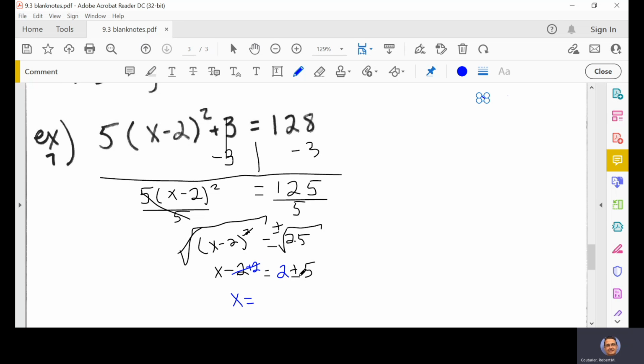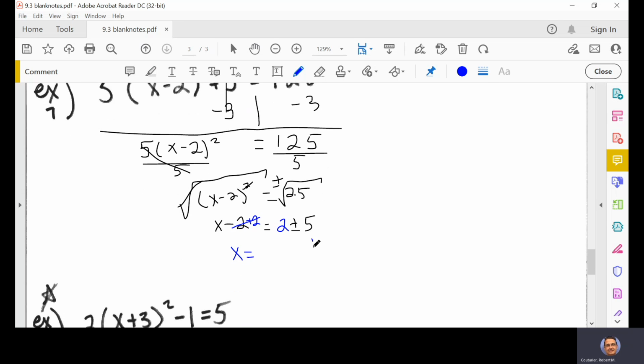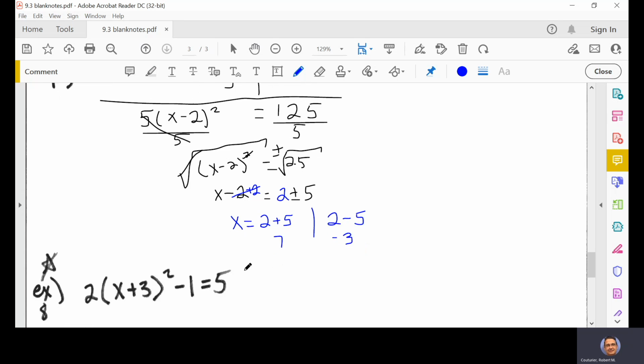Guys, this is actually 2 separate problems, right? This is 2 plus 5, which is 7. It's also 2 minus 5, which is negative 3. There is your solution: 7 and negative 3. Be careful with that. That can be tricky the first time you've done it, but we'll be doing a lot of these.